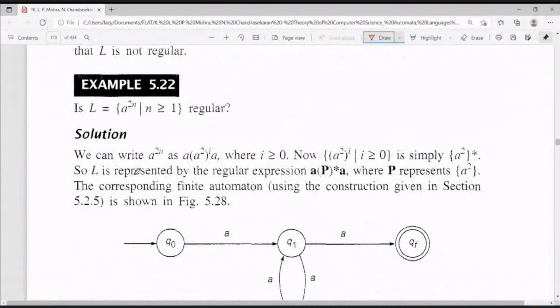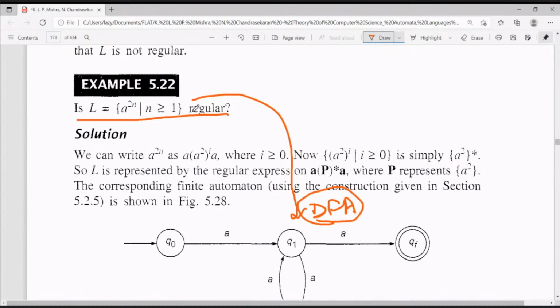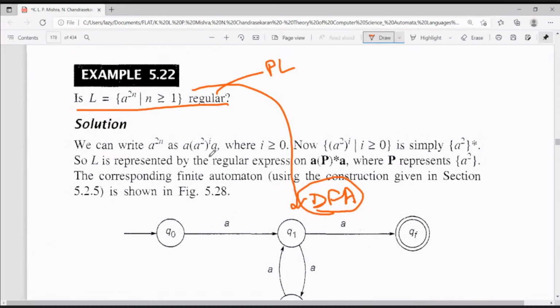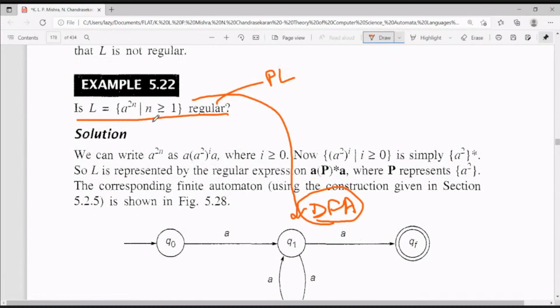For example, over here, is this regular or not? If one can draw a DFA, then definitely it is regular. Or the other way is that you can use the pumping lemma to justify whether this language is regular or not. So that can be done. Here a DFA has been drawn in order to prove that this is regular.